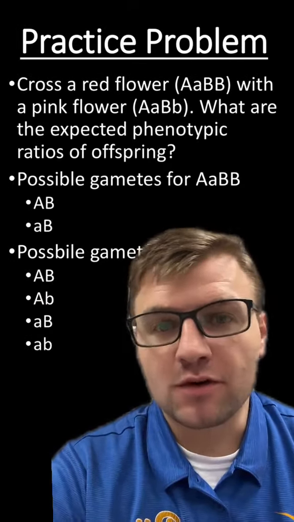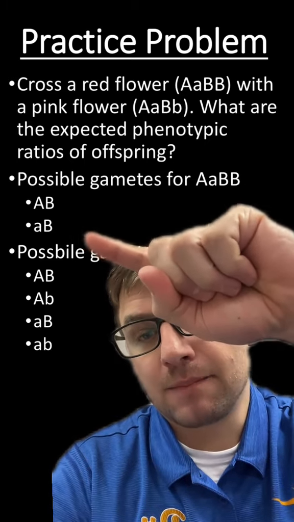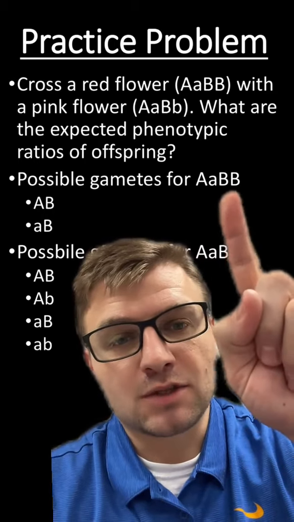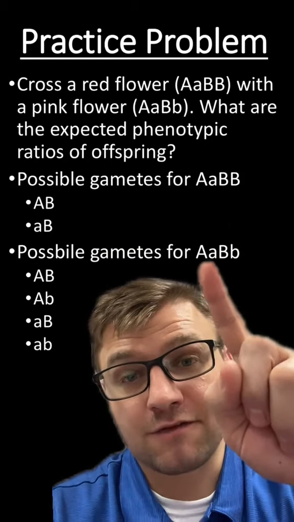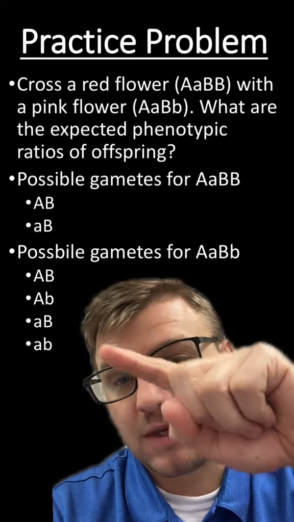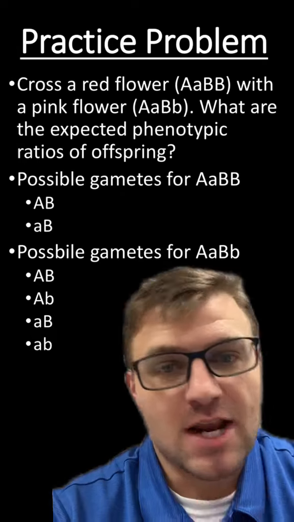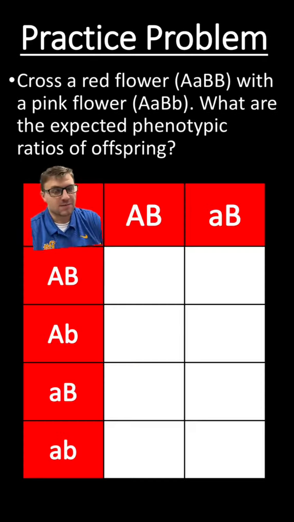The possible gametes for the red flower are going to be big A, big B, and little a, big B. That's the only combination between these two letters of the genotype. The possible gametes for the pink flower are going to be big A, big B, big A, little b, little a, big B, and little a, little b. So now we have to make a Punnett square with all these different possible gametes. The Punnett square is going to look something like this.